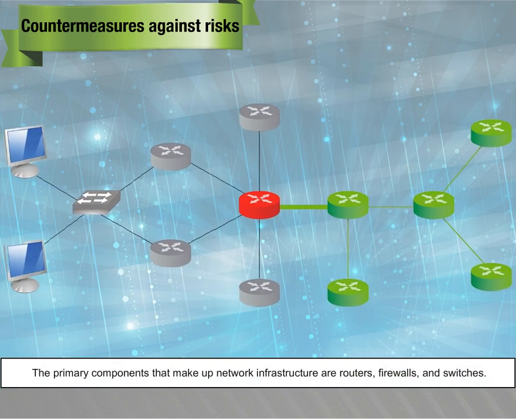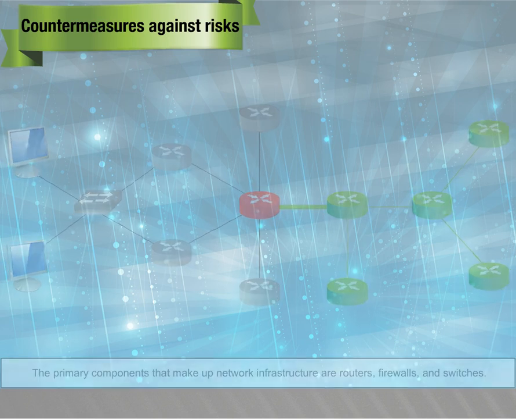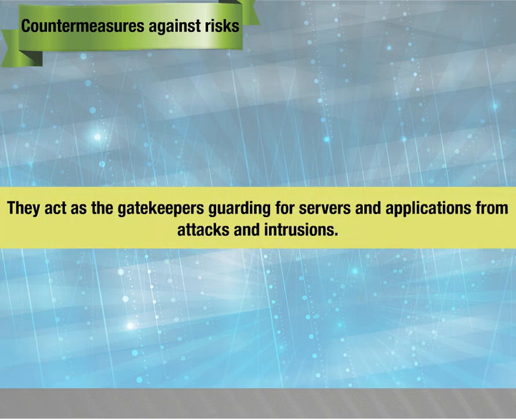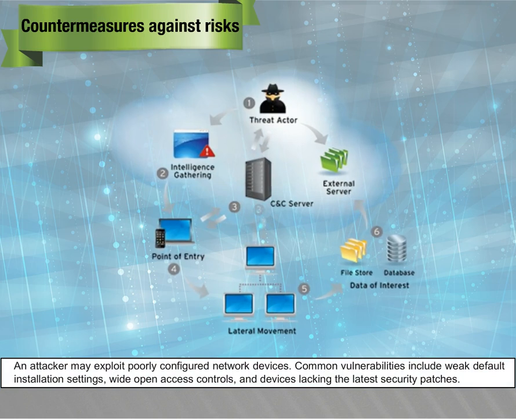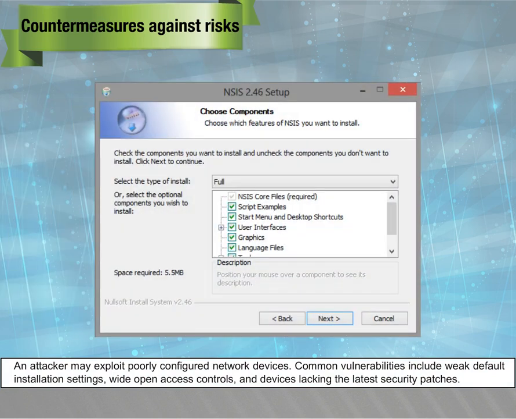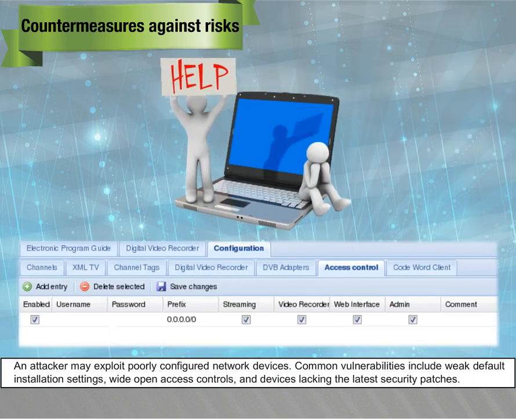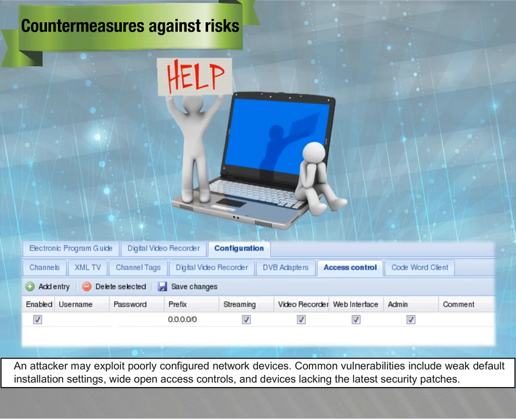The primary components that make up network infrastructure are routers, firewalls, and switches. They act as the gatekeepers guarding servers and applications from attacks and intrusions. An attacker may exploit poorly configured network devices. Common vulnerabilities include weak default installation settings, wide open access controls, and devices lacking the latest security patches.